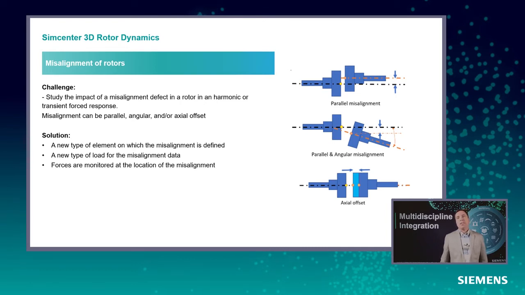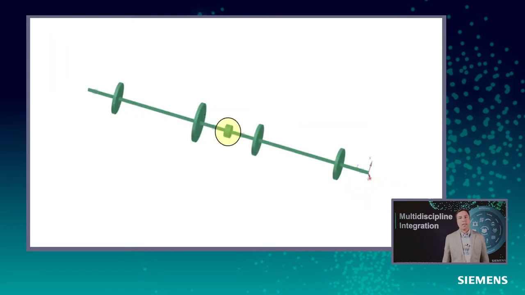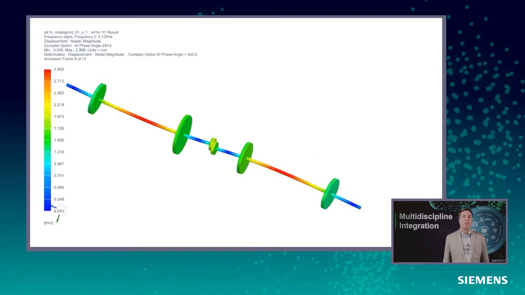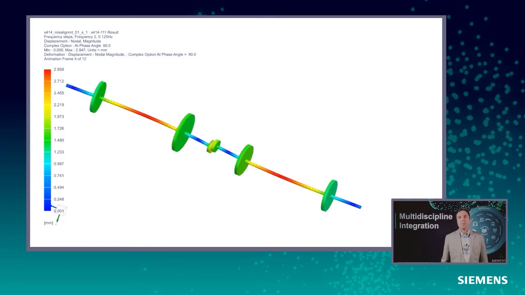As an example, let's take a rotor on which we define a parallel and angular misalignment at this location. The geometric misalignment load can be taken into account in a frequency response or in a transient response analysis. When viewing results, we can monitor the forces at the location of the misalignment, and we can also visualize and animate the deformed shape of the rotor.